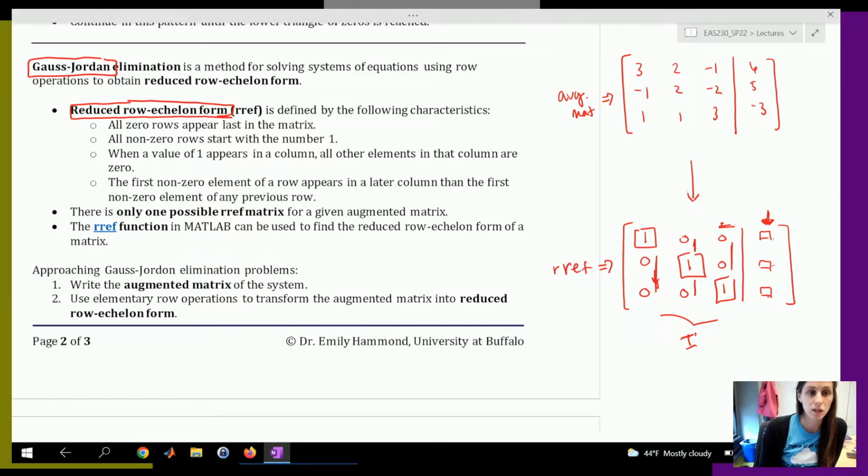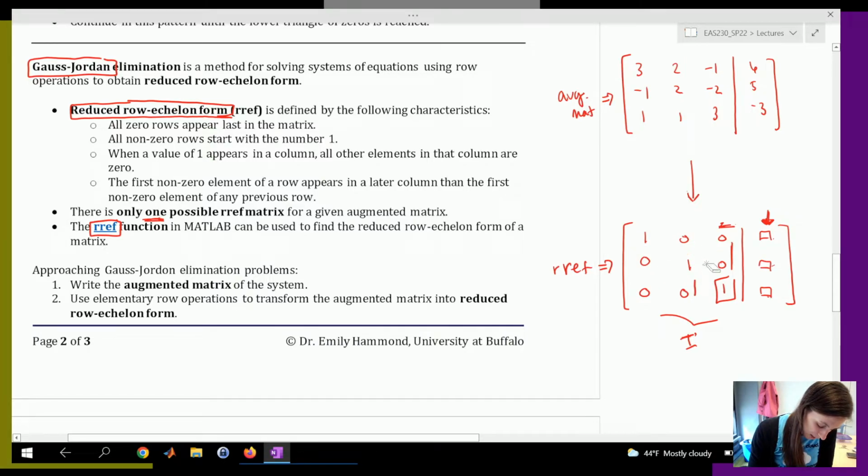One thing to note is there are multiple REF matrices for a system. There is only one RREF matrix for a system. And in MATLAB, we can go ahead and find that RREF matrix for a system using the RREF function. You can use the RREF function in MATLAB to check your reduced row echelon form of a matrix.